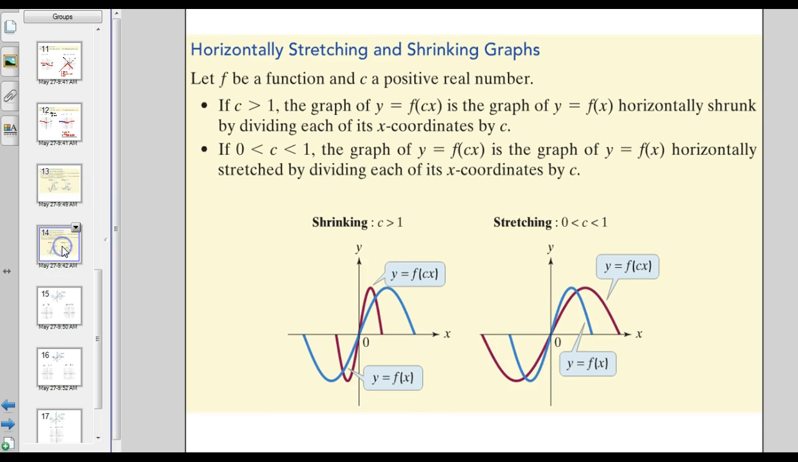Alright, same thing horizontally, except it's the opposite direction. If c is bigger than 1, we're compressed in, we're shrinking, and we're closer to the y-axis. But if the number in front of x in the parentheses is between 0 and 1, then we stretch it out away from the y-axis. It becomes pulled further away. Alright, so let's look at a couple examples of those.